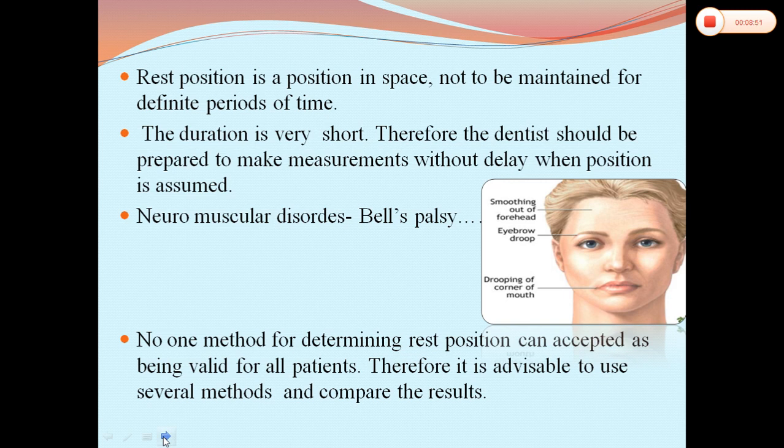Neuromuscular disorders, for example Bell's palsy. No one method for determining rest position can be accepted as being valid for all patients. Therefore, it is advisable to use several methods and compare the results.